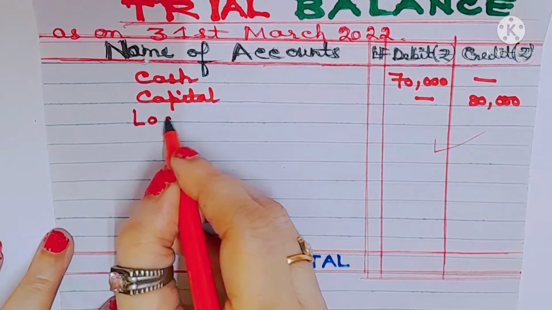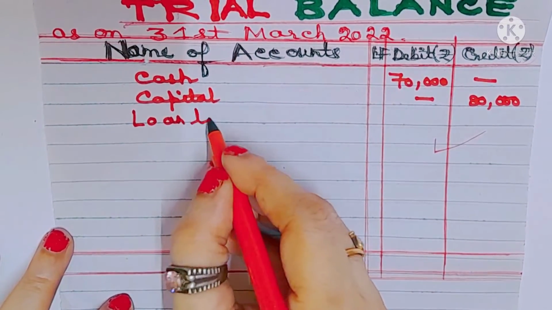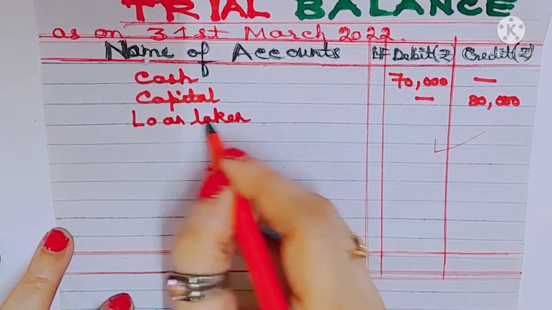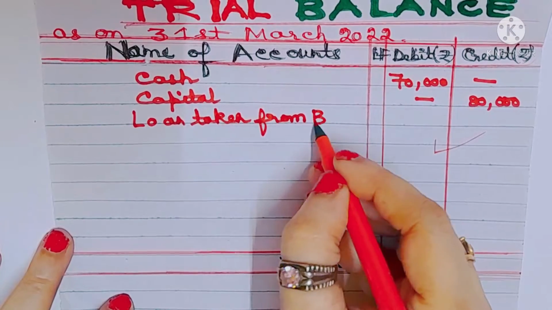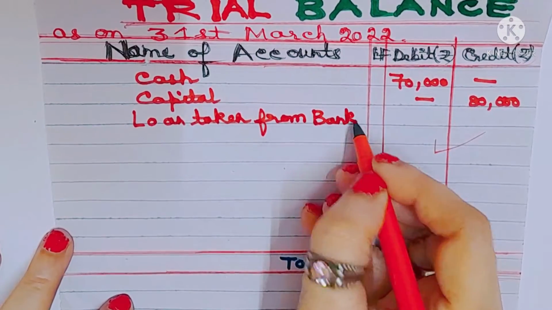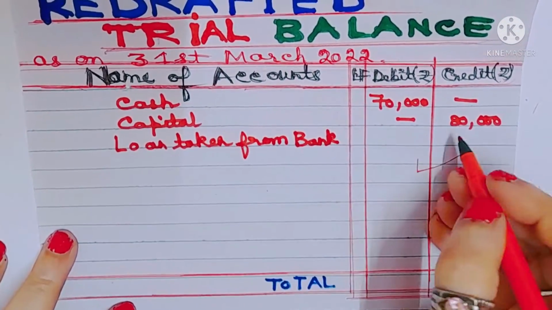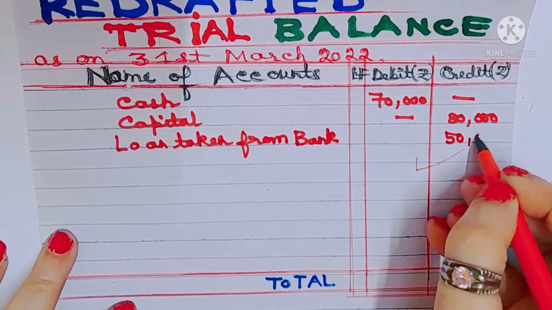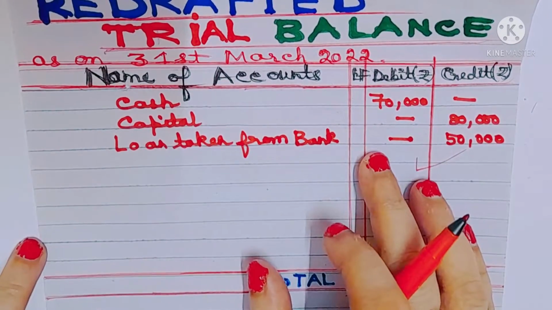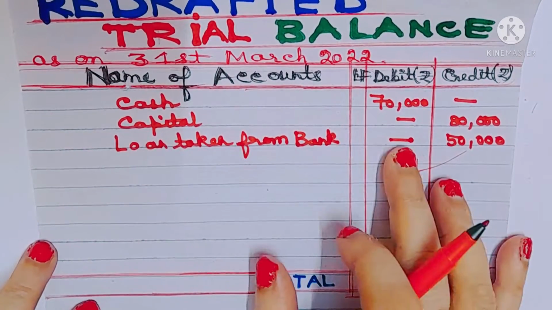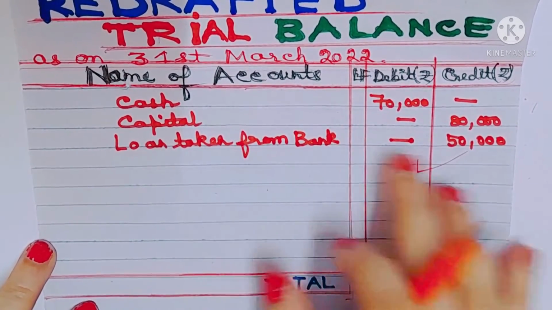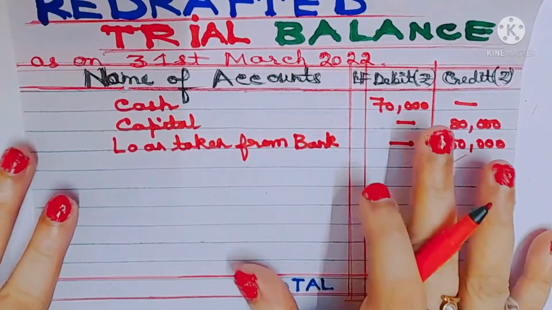Loan taken from bank, which has been wrongly written in the debit column. Now, let us rectify. 50,000 should have been written in the credit column, but the accountant has written loan taken from bank in the debit column, which is absolutely wrong. So loan taken from bank is a credit balance. Let's see the next account.